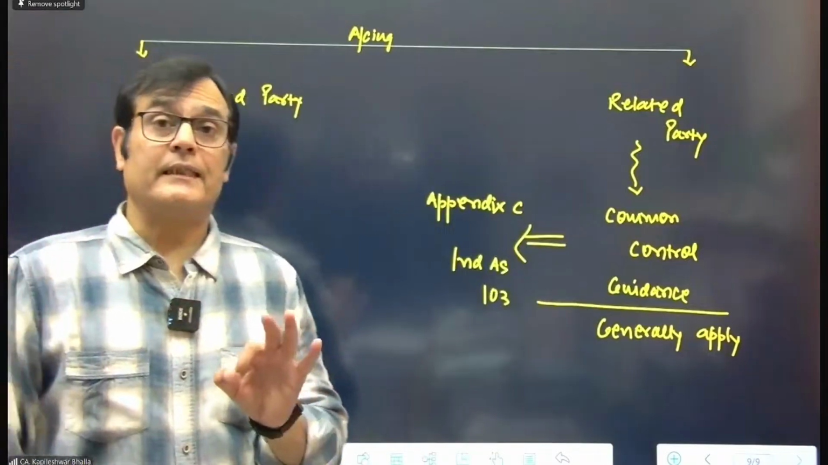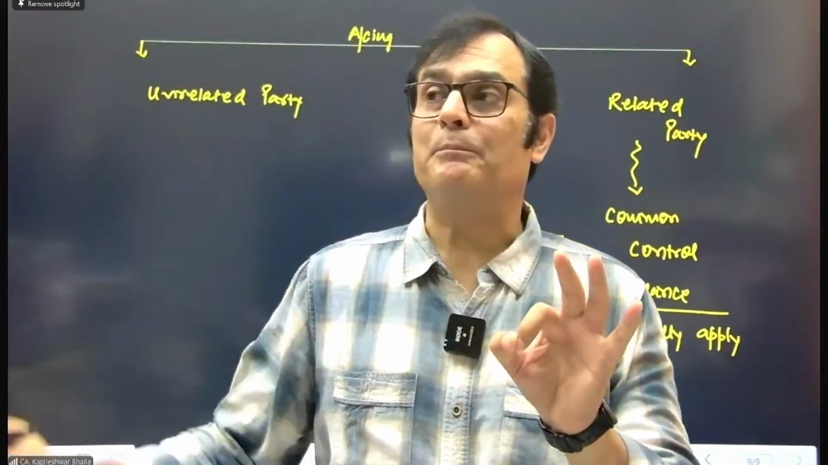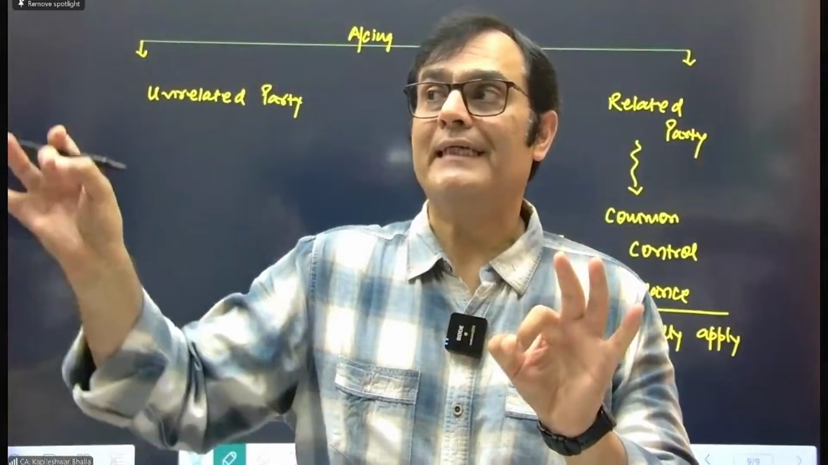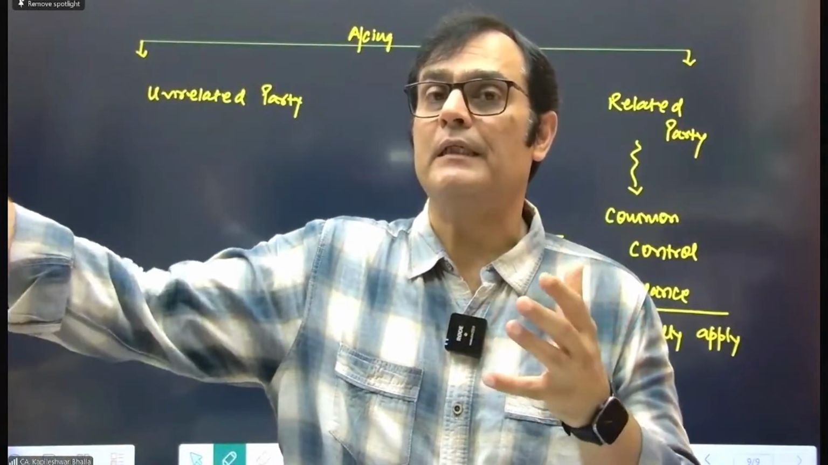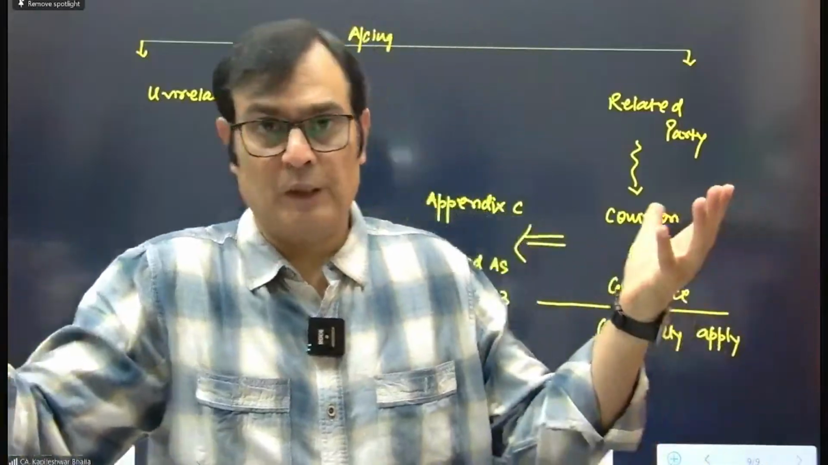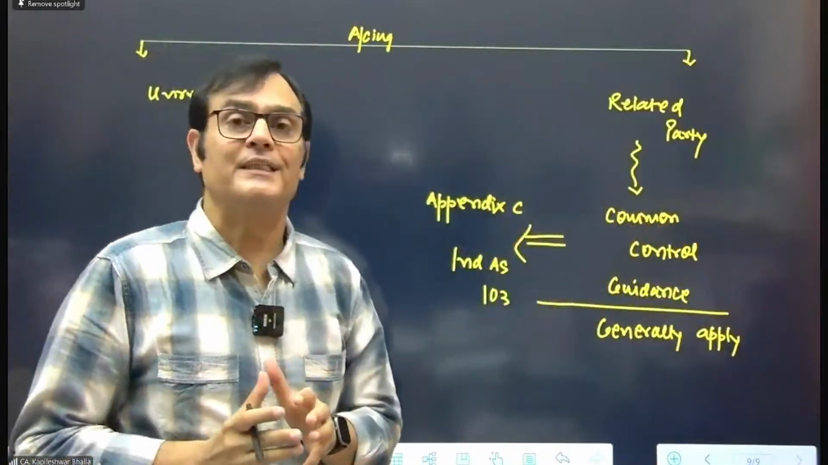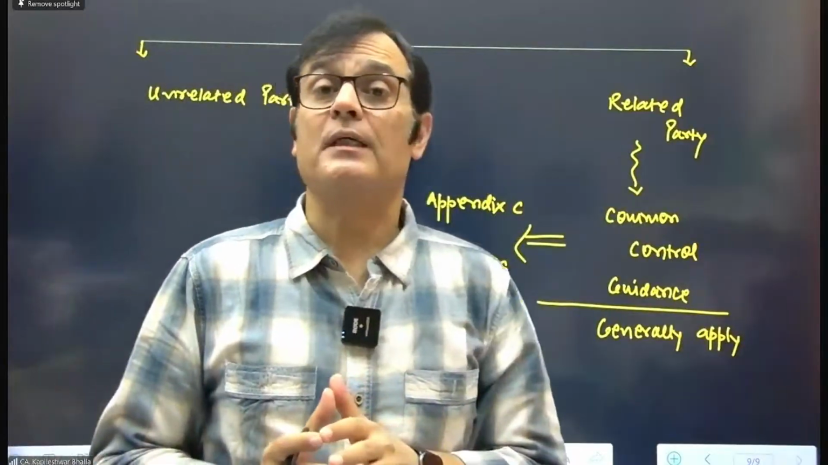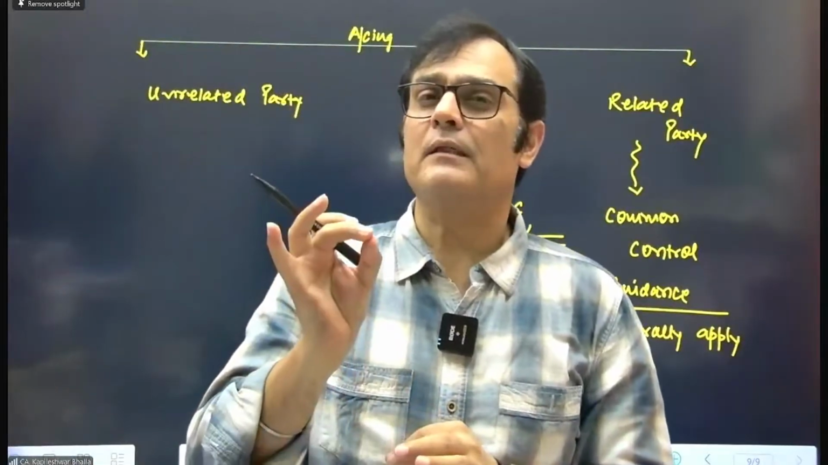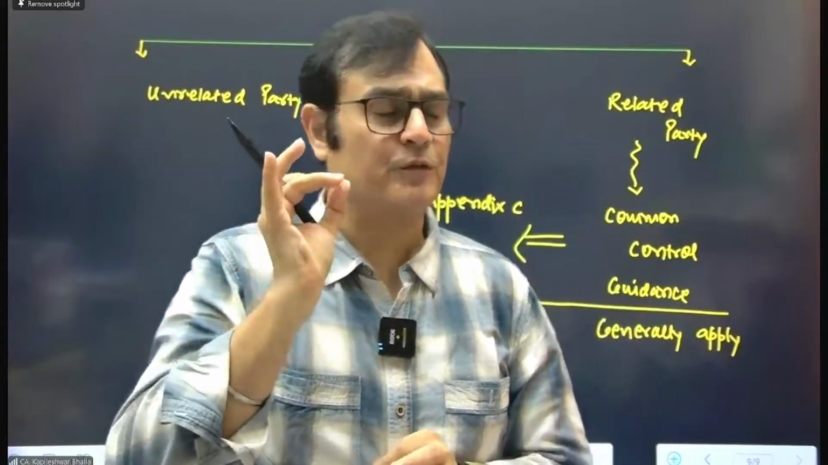So we need to see that, for example, A is the parent already, and B is the subsidiary already, and C is the subsidiary already. Now, there are transactions happening between A and C, for example. So in this particular case, when you see that the transaction is between related parties, then the chances are bright that it would be covered under a common control transaction. Appendix C, Ind AS 103.